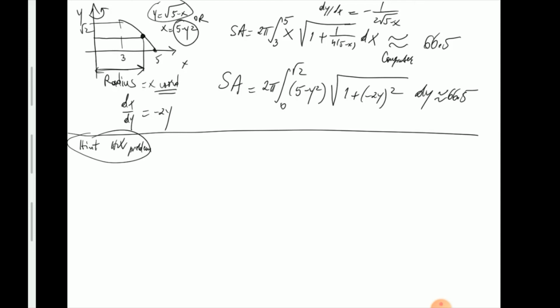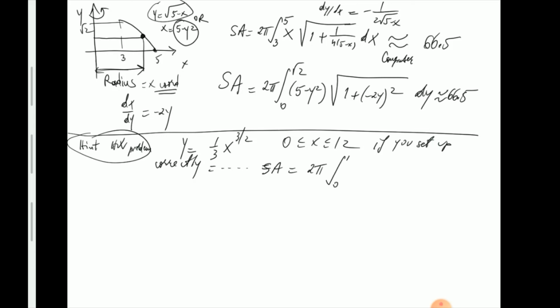In that homework, one of the functions involved is y equals 1/3 x to the power 3 over 2, with x between 0 and 12. And if you set up the integral correctly, you should end up at some point with the surface area being equal to 2 pi times the integral from 0 to 12 of x square root of 1 plus x over 4 dx.